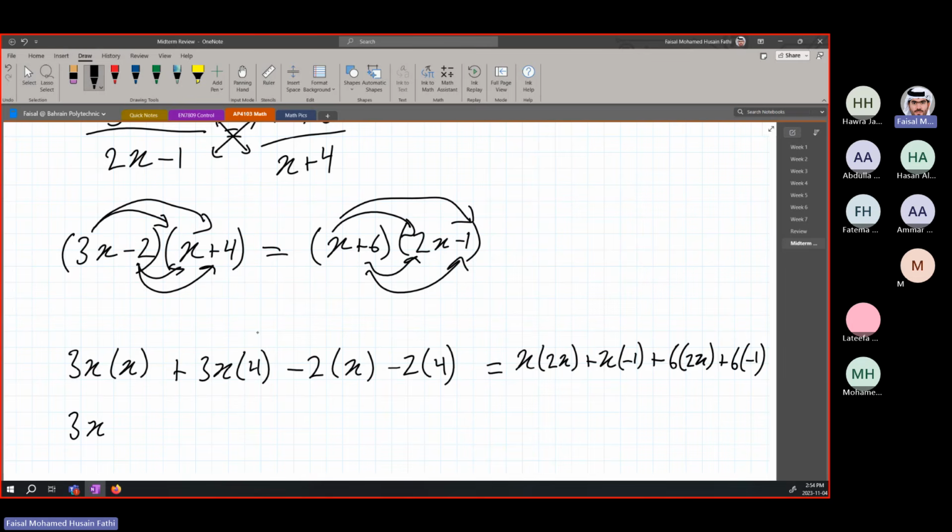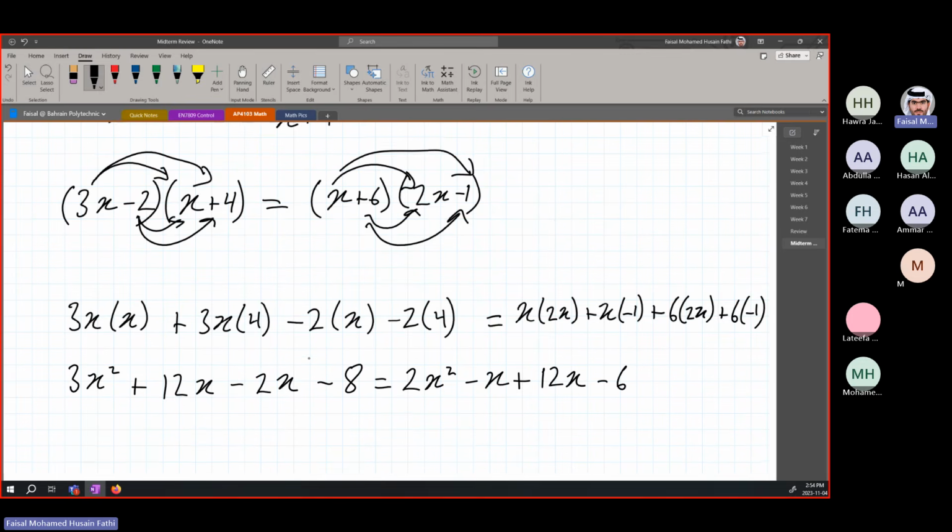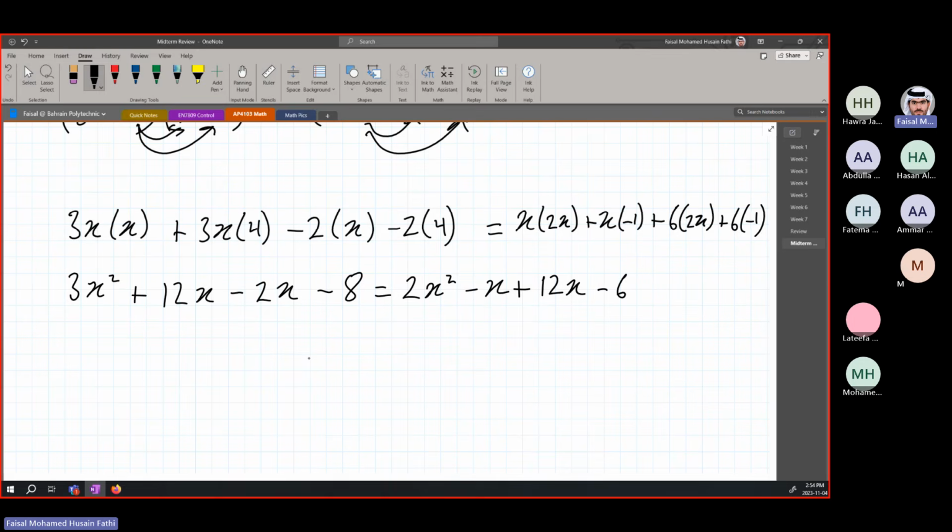Simplifying: 3x squared, because x times x is x squared, plus 3 times 4, 12x, minus 2x, minus 2 times 4 is 8, is equal to x times 2x is 2x squared, and x times x is x squared, minus x, x times 1 is x, plus 6 times 2 is 12x, 6 times minus 1, positive times negative becomes negative, minus 6. And then you simplify and solve the quadratic equation.